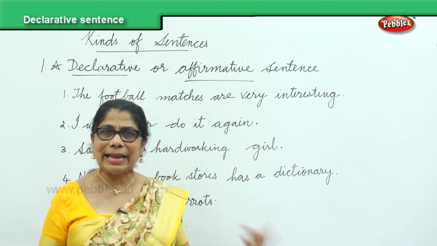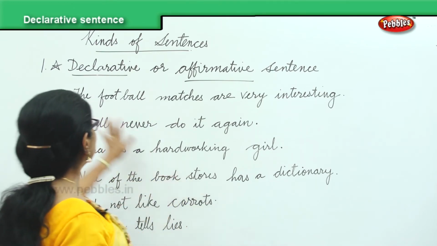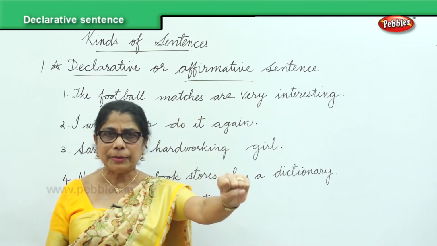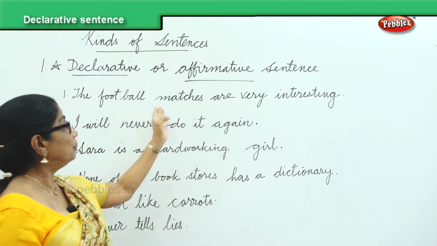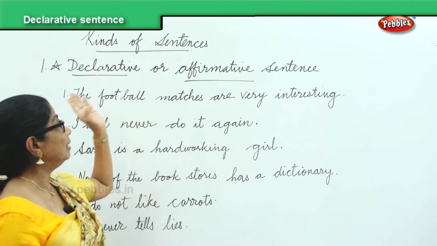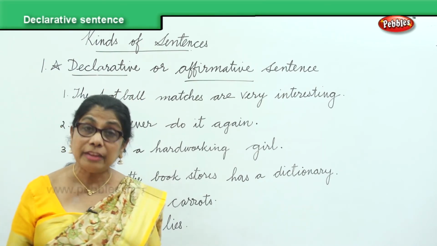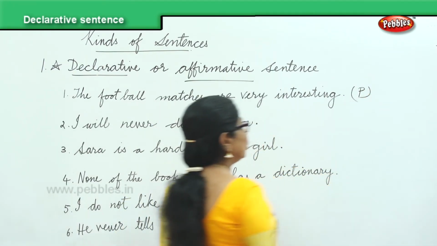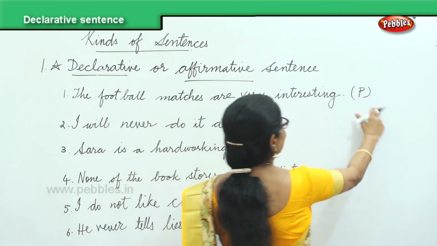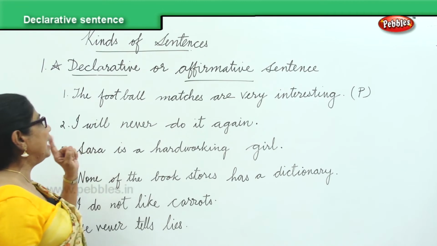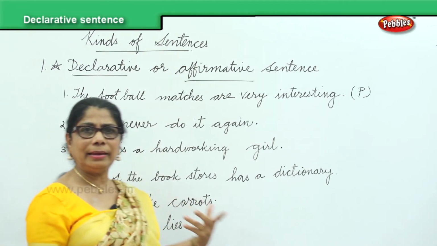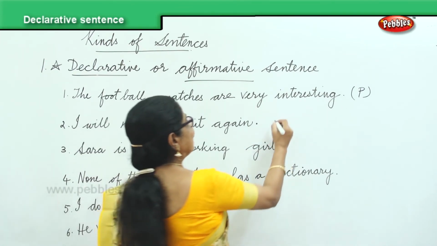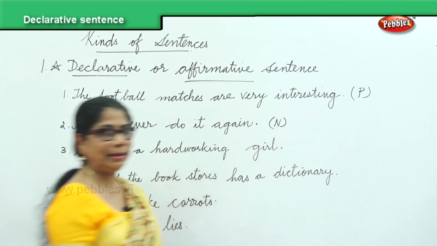Let's check out. Is it a negative sentence or is it a positive sentence? The football matches are very interesting. What are we declaring? What are we affirming? That matches are very interesting. So here you have a declarative or affirmative or assertive sentence, and it is a positive sentence. I will never do it again. You are declaring, you are asserting that I will never do it again. And you have here a negative.